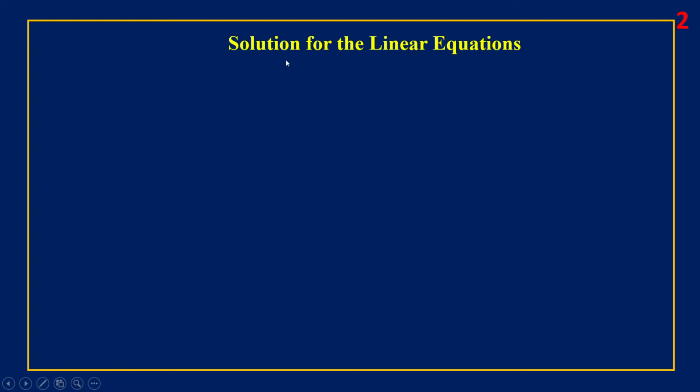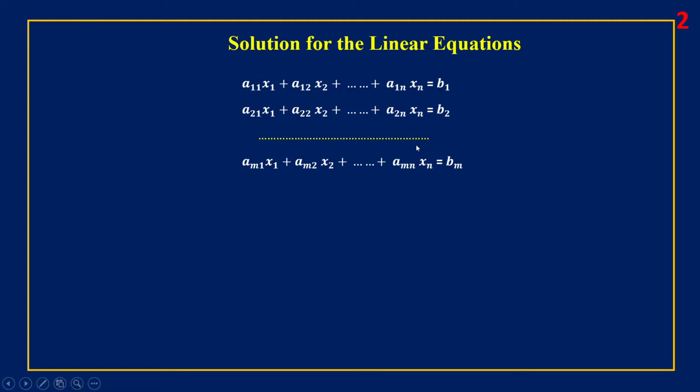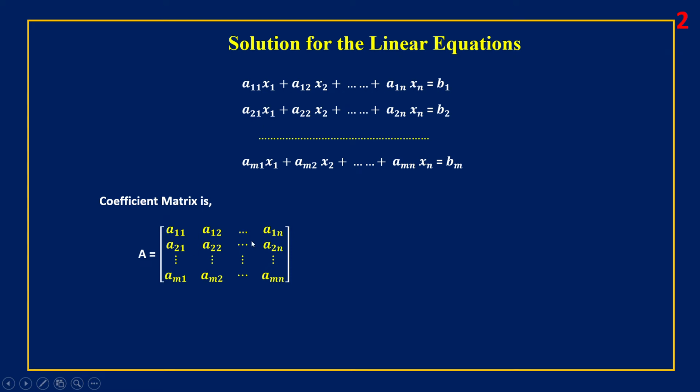And next one is the solution for the linear equations. Again, I have presented the linear equations. For the solution of the linear equations, we need to know about the matrix forms. One is the coefficient matrix, the other one is the augmented matrix. The coefficient matrix is the array of coefficients of unknown variables, which consists of a11, a12 up to a1n in the first row, a21, a22 up to a2n in the second row, up to m number of rows, am1, am2 up to amn. These coefficients of unknown variables represented in matrix form are called the coefficient matrix. And the next one is the augmented matrix.